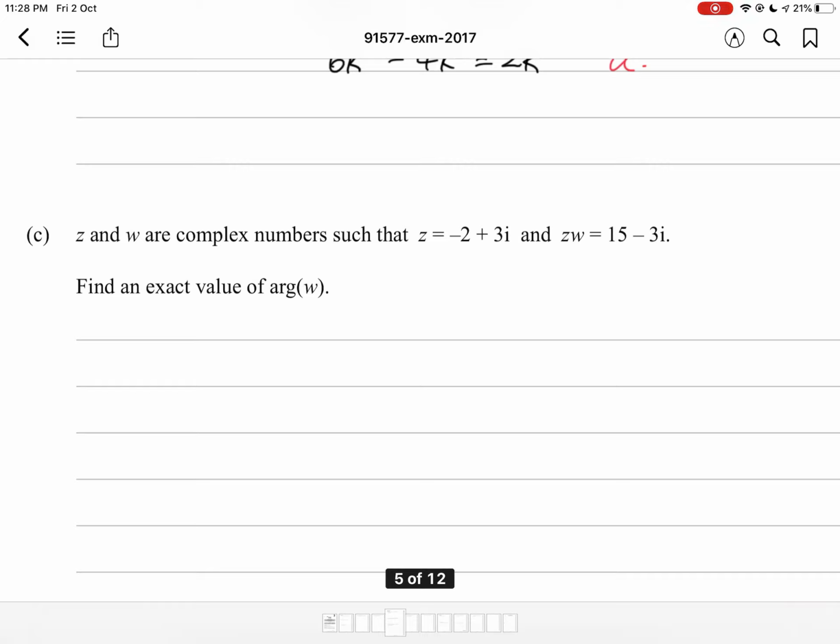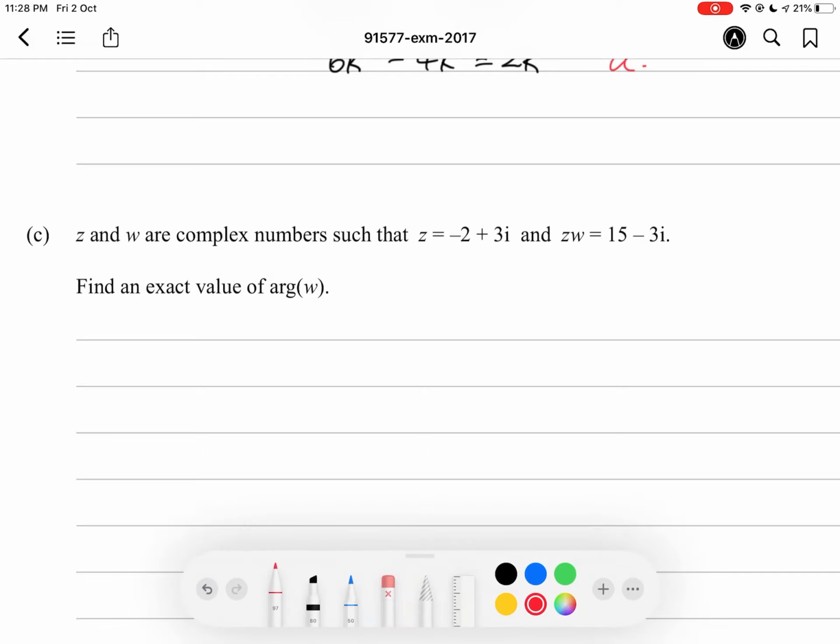Question C. z and w are complex numbers such that z equals negative 2 plus 3i and z times w equals 15 minus 3i. Find an exact value of the argument of w. Okay, so we know that z times w equals 15 minus 3i, and we know z equals negative 2 plus 3i. So therefore, negative 2 plus 3i times w equals 15 minus 3i.